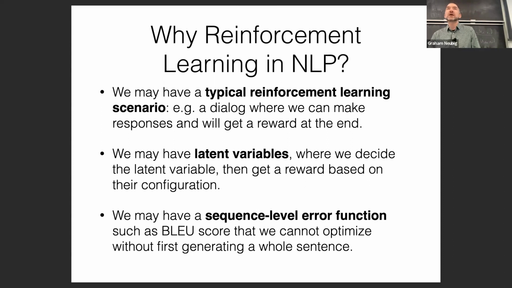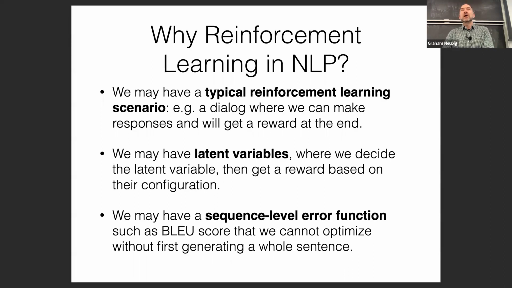And then finally, we may have a sequence level error function such as BLEU score or COMET or anything else that we want to optimize. And we can't optimize this without first generating a whole sentence. And this is another place where we could use reinforcement learning.